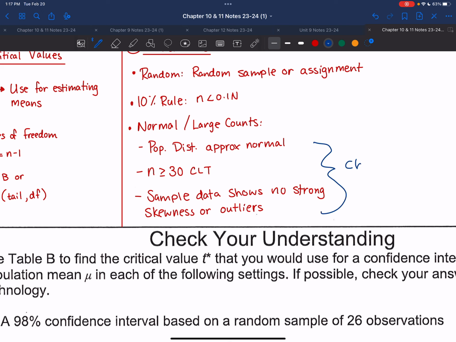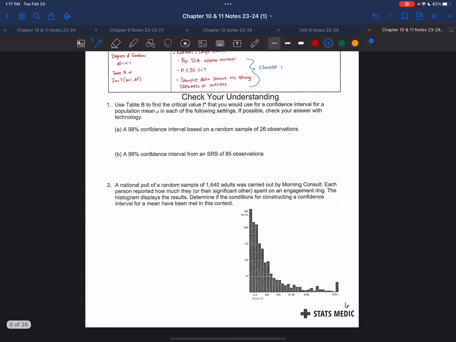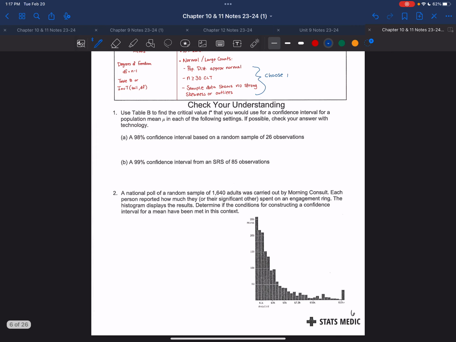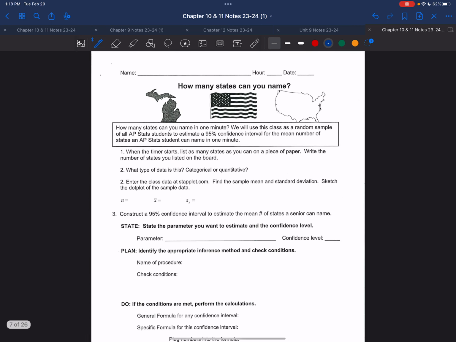You can just choose one of these. The first one is obviously the easiest. It'll just tell you if it's approximately normally distributed. Next easiest would be central limit theorem. And if neither of those hold up, then you'll have to show that the sample data shows no strong skewness or outliers. The best way to do that is to graph the data, make a dot plot or something like that, and show the distribution is approximately normal. I'm going to leave the check your understanding for you. The key is on here if you need to check yourself. But we're going to go ahead and move on to the next part.